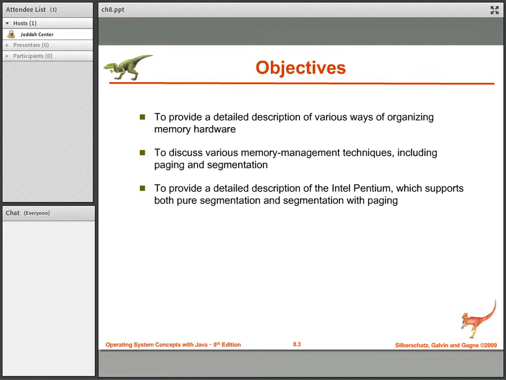And then we will look at the techniques used in the management of memory, including paging techniques and segmentation techniques. And as I said earlier, finally, we will look at the Intel Pentium that supports both techniques, the segmentation and the segmentation with paging.